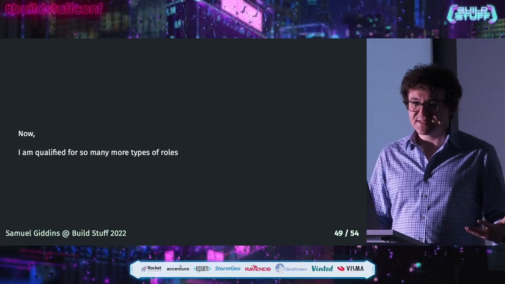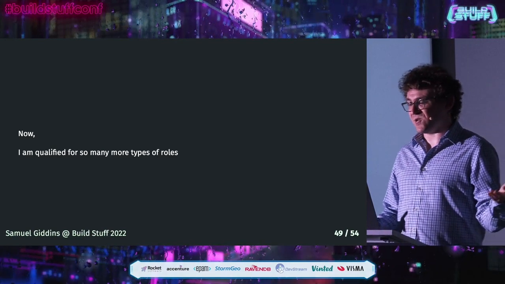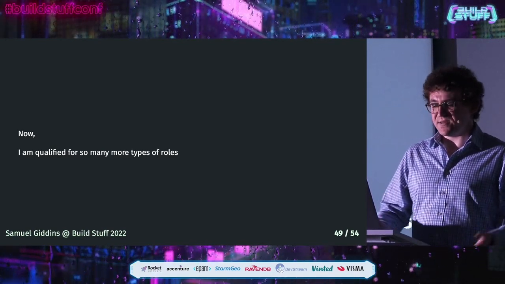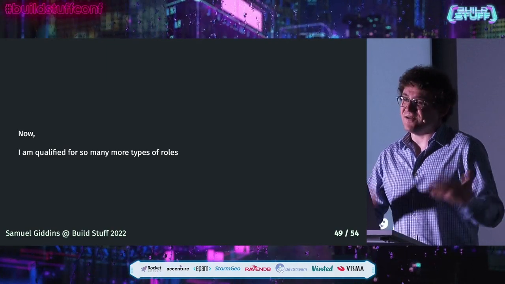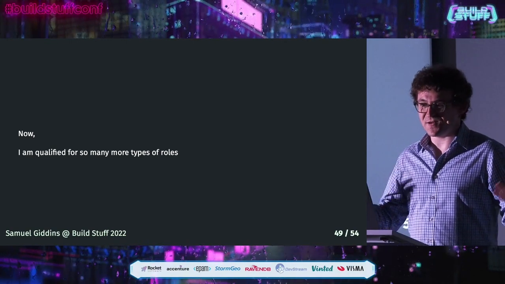And I looked around within the company. One of the benefits of being at a 10,000 person company is there are a lot of teams and a lot of managers, and I found one that I trusted, and I explained that I was a fast learner and I wanted this change. And now I'm qualified for so many more types of roles. There are only so many companies that hire specialist build engineers. There are a lot more companies that will hire back-end software developers.